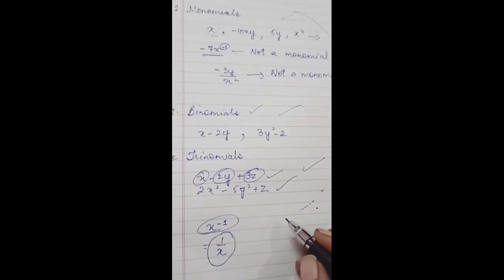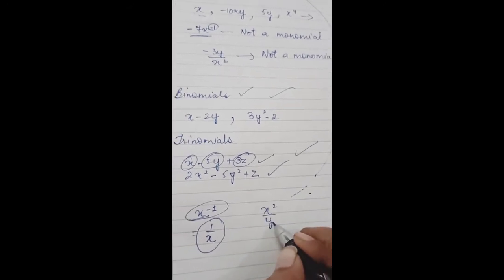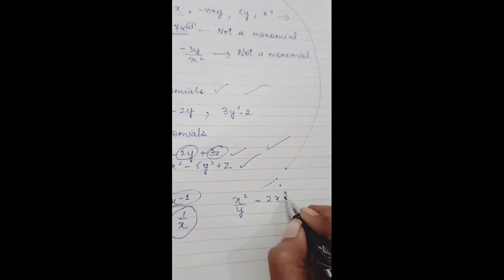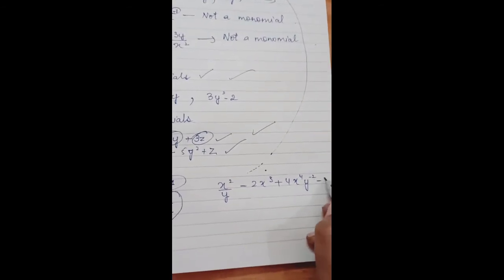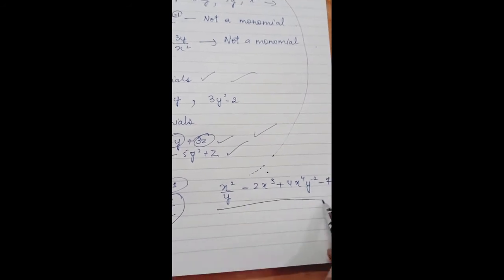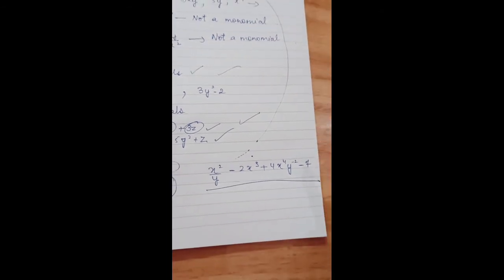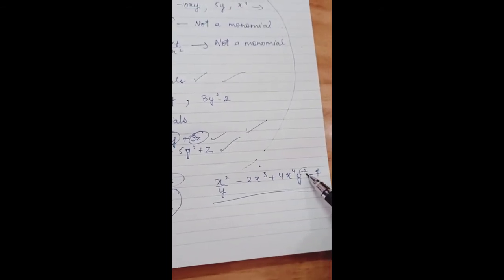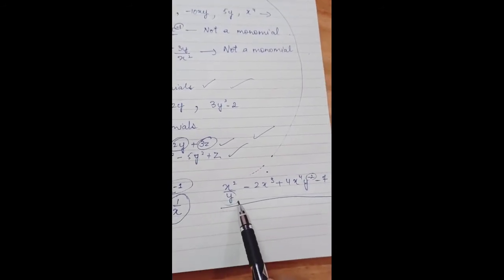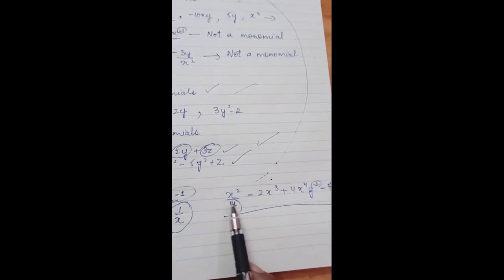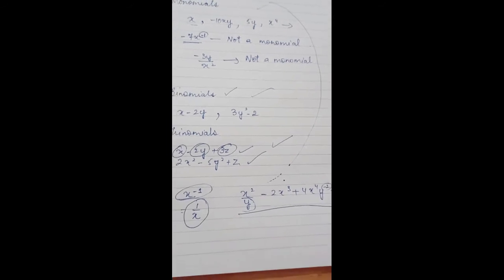If I talk about this, x square upon y minus 2x cube plus 4x to the power 4 y to the power minus 2 minus 7. This expression is also not a polynomial because here the power of y is minus 2 and here the power of y is minus 1. That's why it is written in the denominator. So this is also not a polynomial.